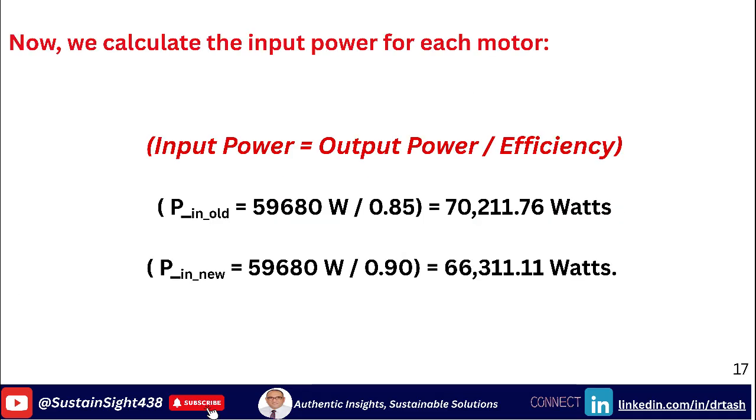Now, let's use the efficiency of each motor to find their respective electrical input powers. Remember, input power equals output power divided by efficiency. For the old motor with 85% efficiency, or 0.85, input power old equals 59,680 watts divided by 0.85. Calculating that, the old motor draws approximately 70,211 watts.